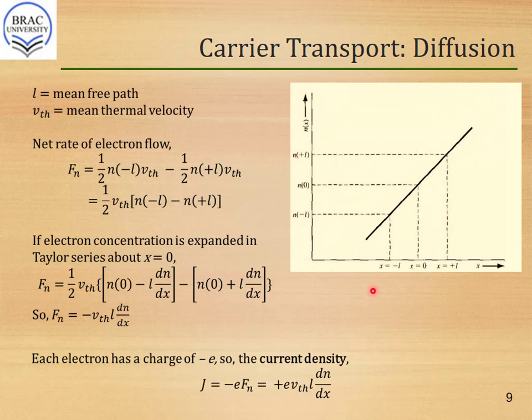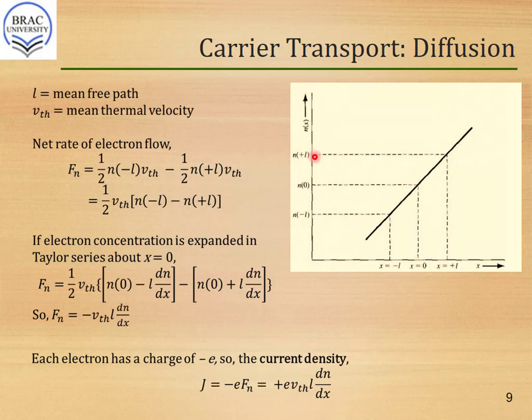Here is a graph you can see. On the x-axis we have distance, and on the y-axis we have electron concentration. In our previous discussion, we always considered the electron concentration to be a constant value. We have used a particular value of electron concentration n in mathematical problems and elsewhere.